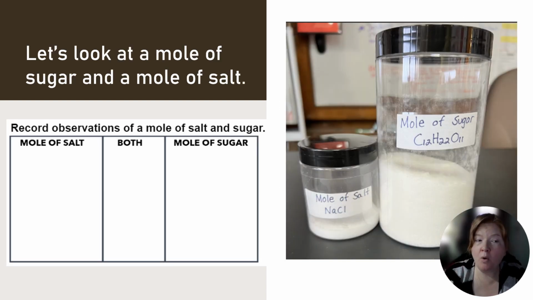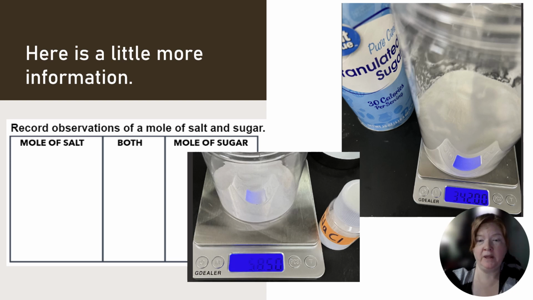All right, so here's a mole of sugar and a mole of salt, and one salt in particular, NaCl. Okay, so what I want you to do is take a moment in your notes and record some observations of the mole of sugar and the mole of salt. Here is a little bit more information that you can add to your observations. This right here is the mole of salt on the balance. Here is the mole of sugar on the balance.